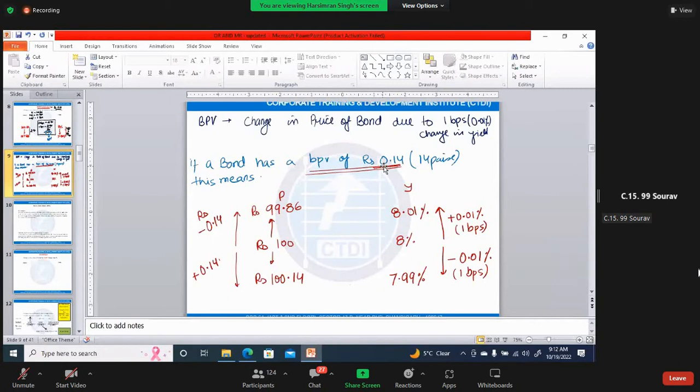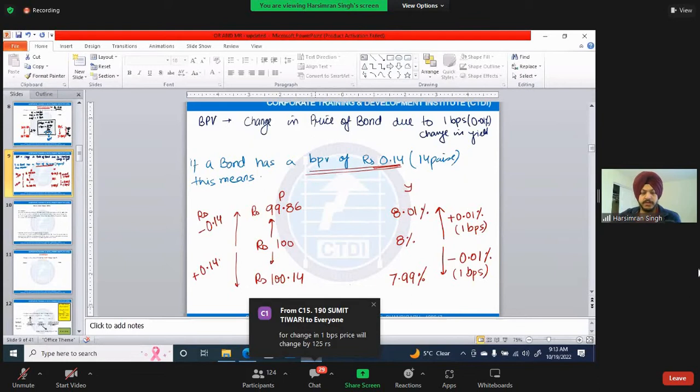125 rupees, sir. One BP is equal to 125 rupees. It is a simple line, you cannot explain it? One basis point value means 125 rupees. That whenever the interest rates change by 0.01%, the price will move up or down by 125 rupees. That's all. Why can't you explain this one simple sentence?